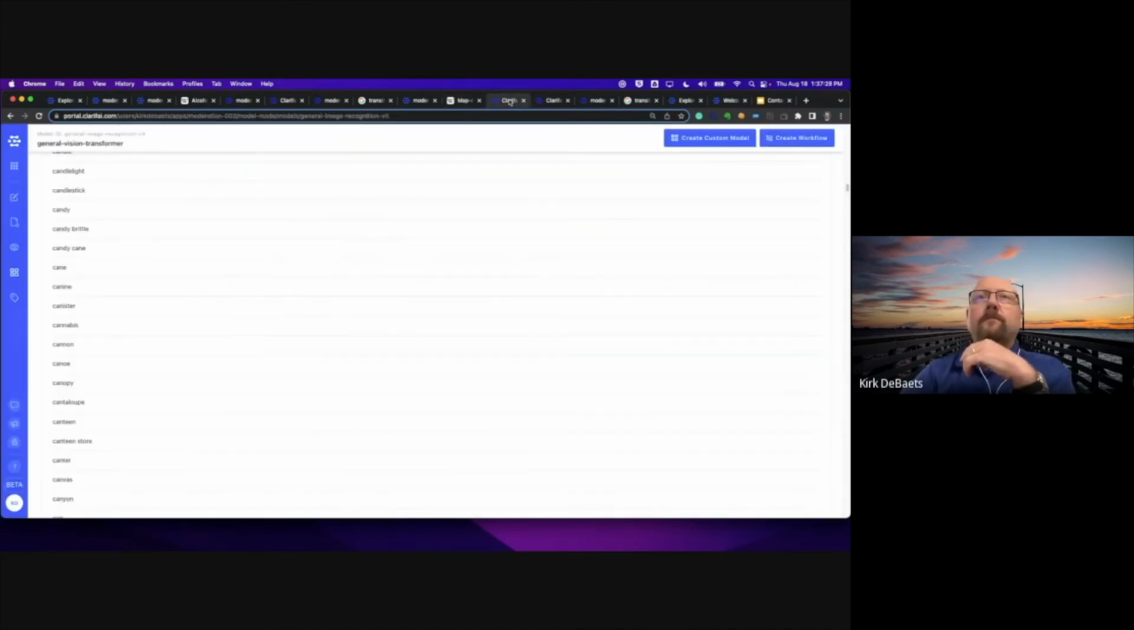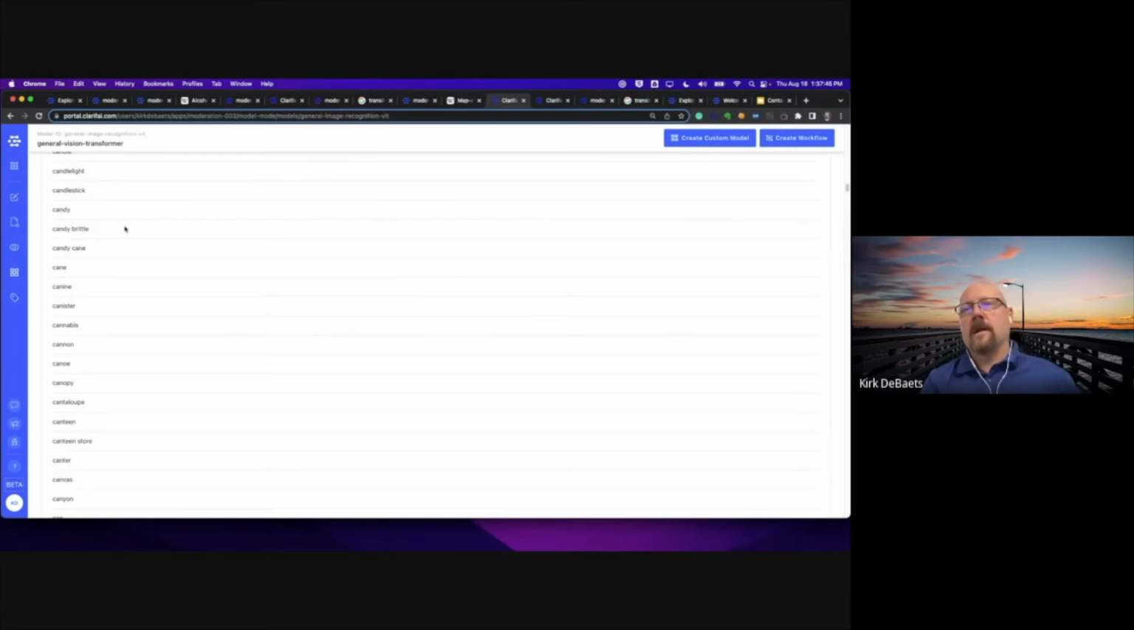So for this perspective, rather than build our own model, we have what you'll hear us talk about as the general model. It's actually a general vision transformer, which has over 9,000 concepts that we've already identified for you.